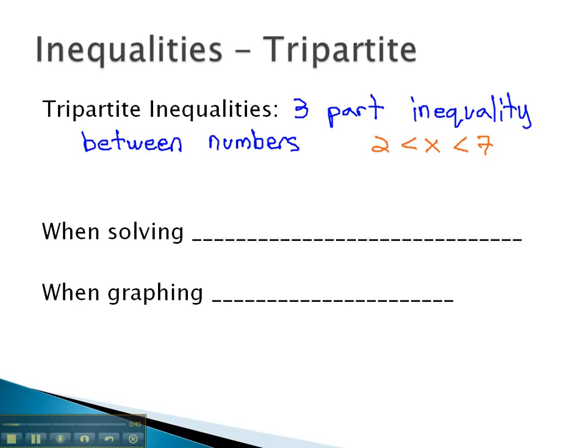Often we will have to solve these tripartite inequalities, and when solving, we will balance not just the left and right side, but we will balance all three parts, left, right, and center, of the inequality. And when graphing, we will graph the inequality between the numbers.